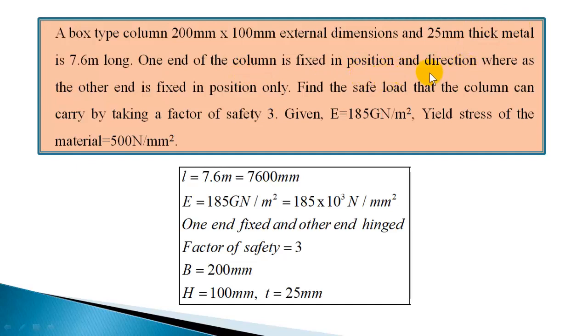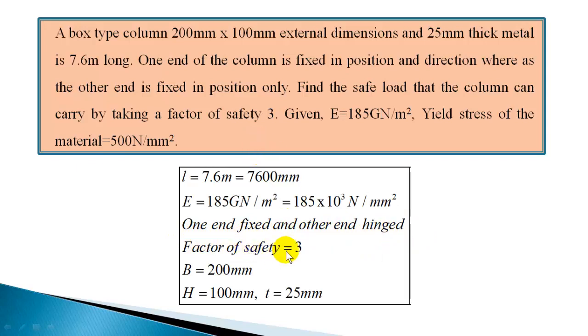And it is given that one end of the column is fixed in position and direction. That means fixed end. One end is fixed, whereas the other end is fixed in position only. That means hinged. So the column has one end fixed and the other end hinged.